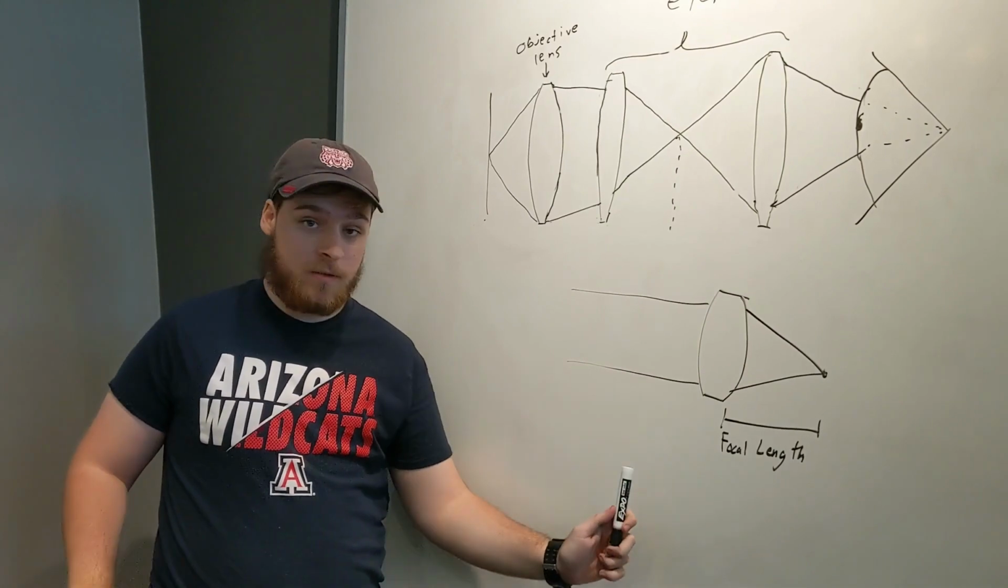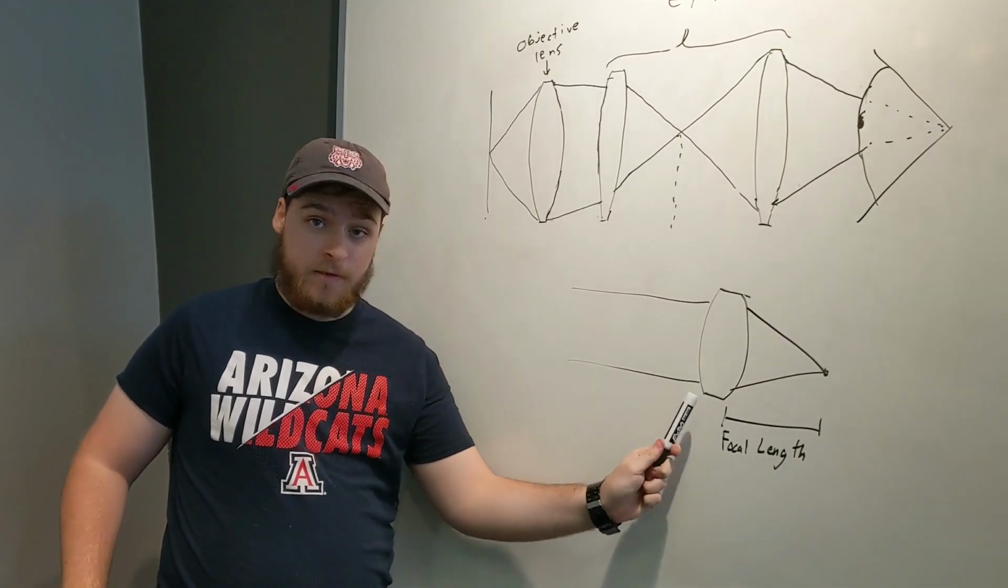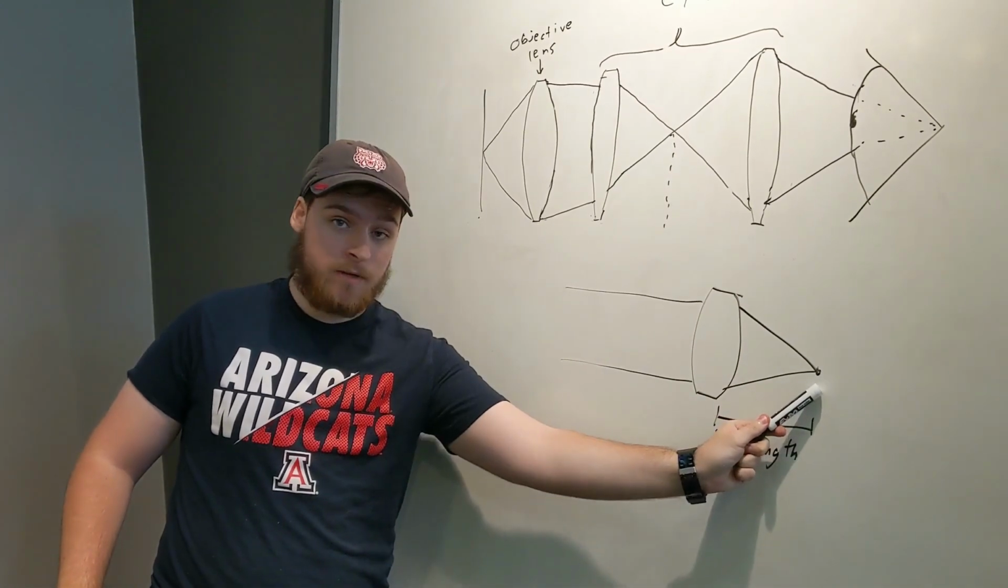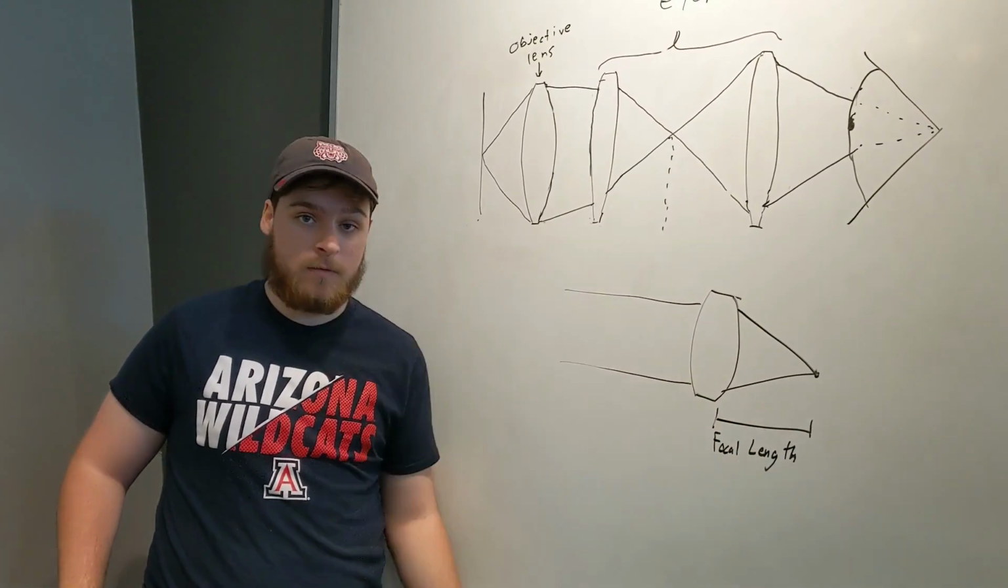So focal length is pretty much the distance that light is focused from a lens, right? So light enters into this lens and it's focused right there, and that's the focal point. This is the focal length.